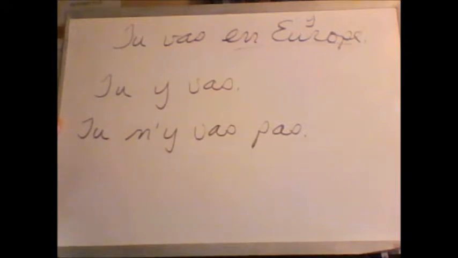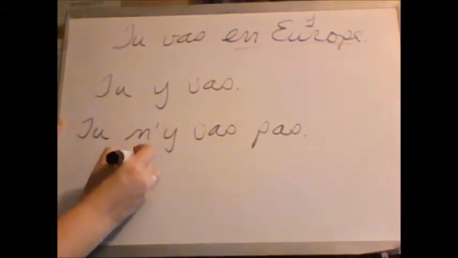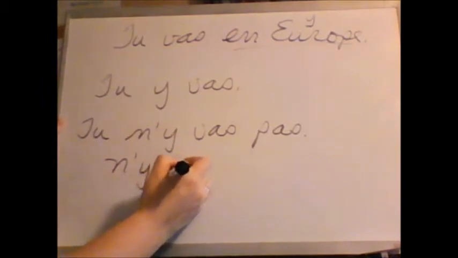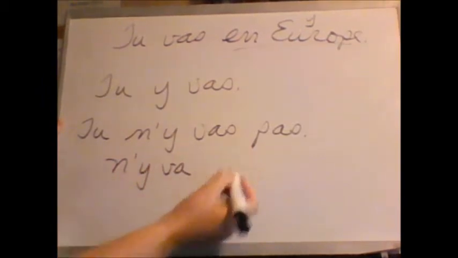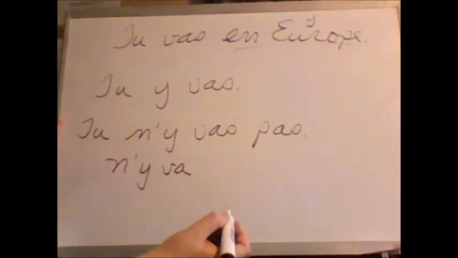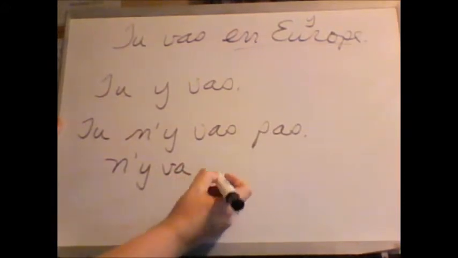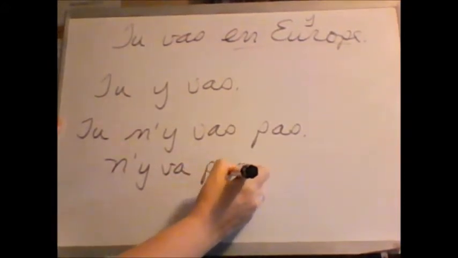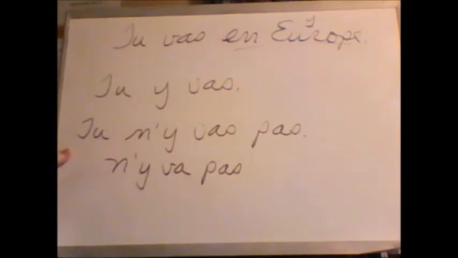So if I want to make this a negative command, don't go there, what do I do? I'm going to drop the tu, and I'm just going to get n'y va. I've got to drop the S too, because aller is an ER verb, even though it's irregular. Got to drop that S in the command. N'y va pas. Don't go there.